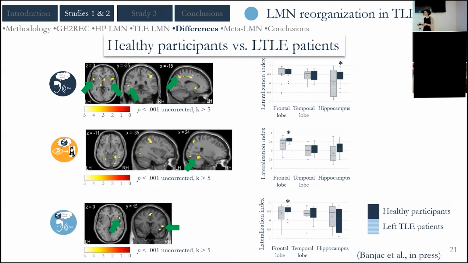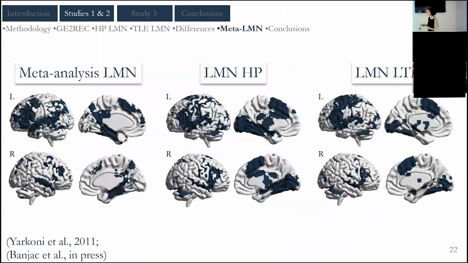We then also analyzed the lateralization of found activations in healthy participants and temporal lobe epilepsy patients. What we found was that actually patients had more variable activations, specifically in hippocampus during sentence production and in frontal lobes during recognition and recall, which could explain why we didn't find one specific reorganization pattern in our patients.